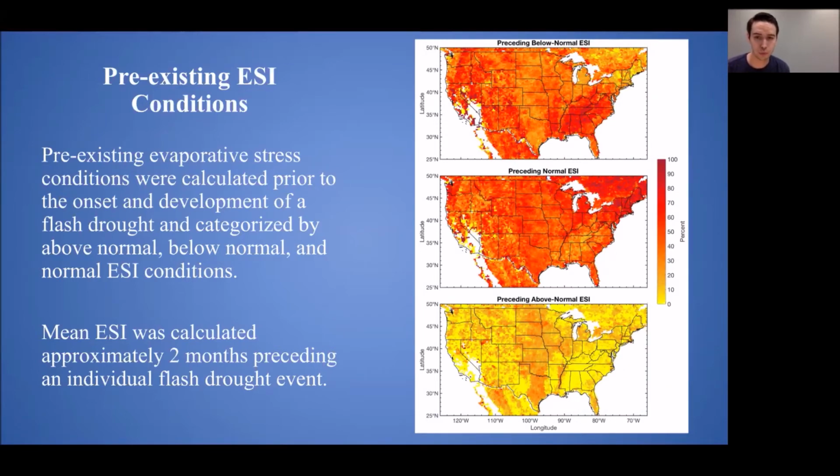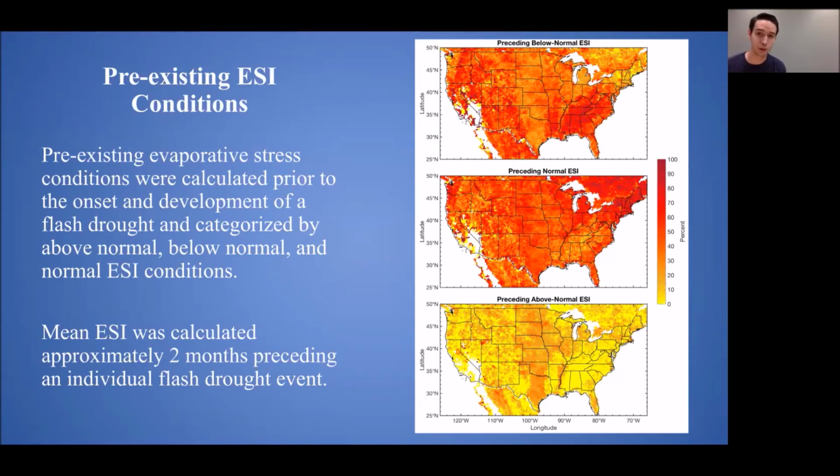There's two main results that I want to talk about here. The first one was, starting in the bottom panel with the preceding above normal ESI. What we see here is suggesting that when you have evaporative stress that is very low, in this case the ESI value is high, you can actually still get flash droughts occurring through the Great Plains and through the Midwest. So you can be in wet conditions, very wet soil moisture, for example, and that doesn't prevent a flash drought from occurring.